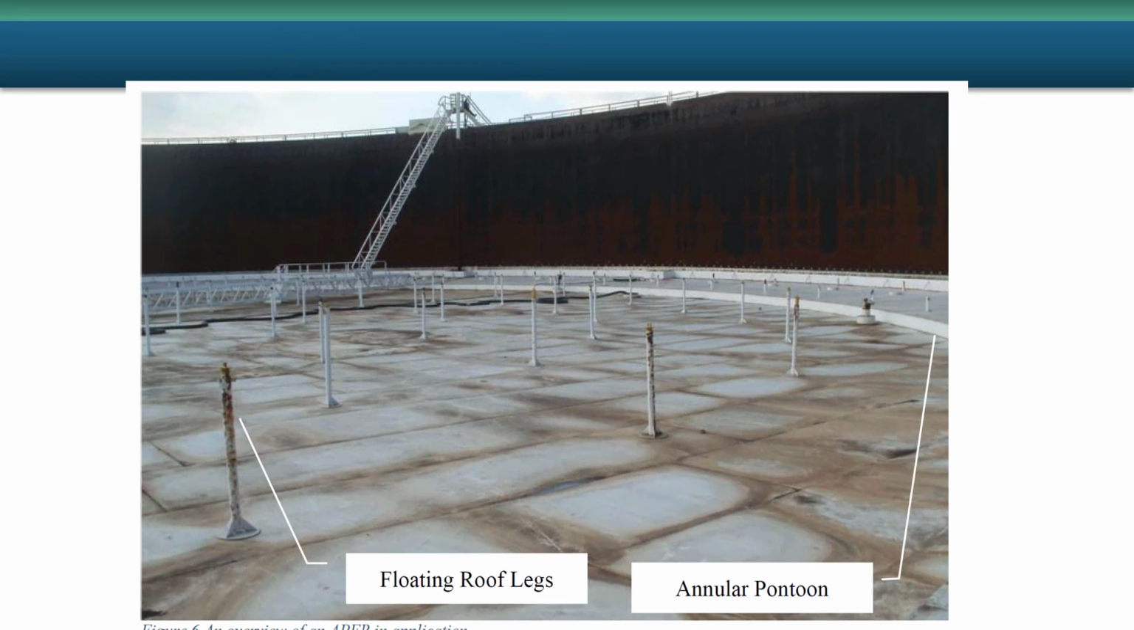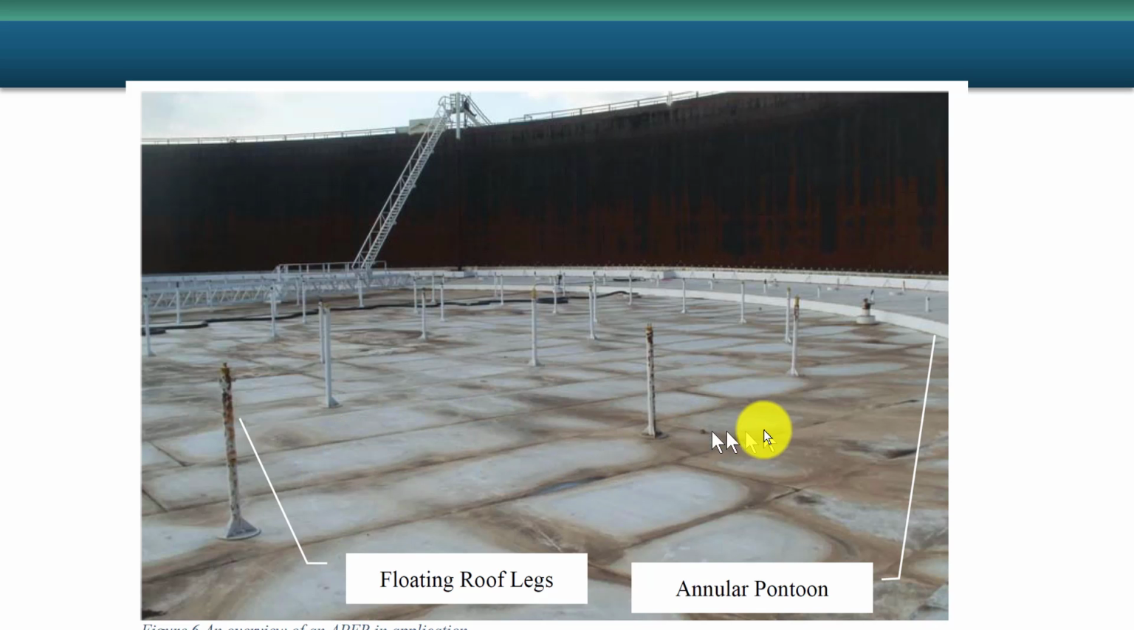Now, this is a picture of a floating roof, an annular pontoon. You can see the pontoon section here. This is the deck, and the seal is way out here. I'll point out that these sheets are probably 10 feet by 40 or 8 by 40, probably 8 by 40 feet long. You can see the plates.